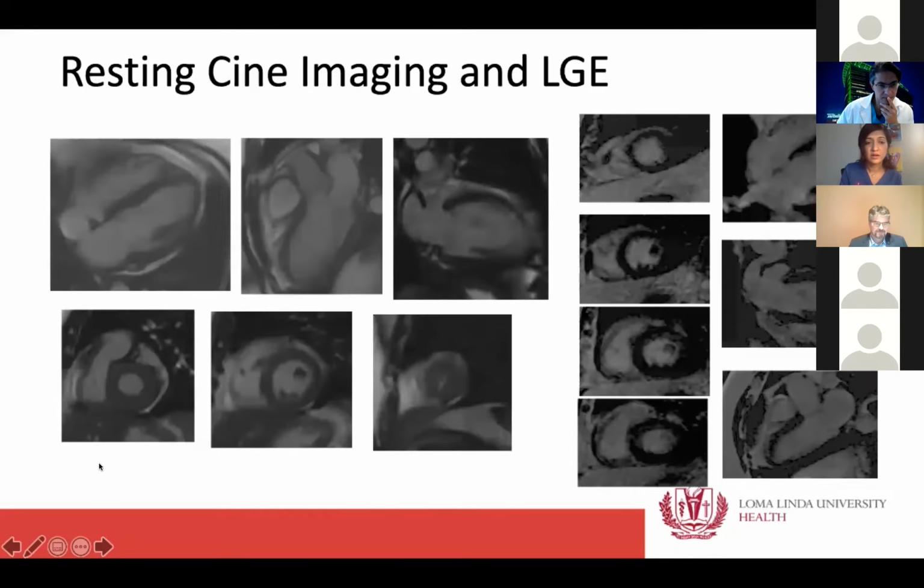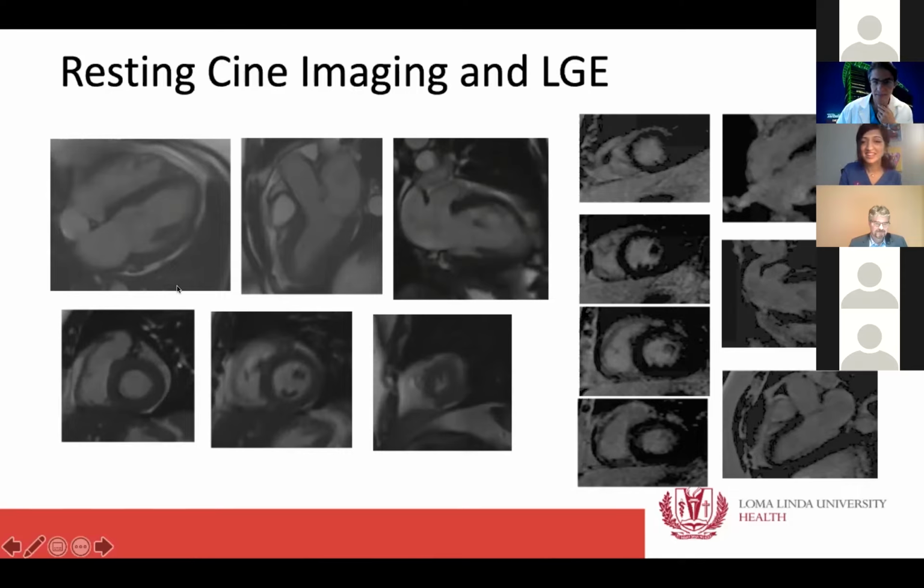Going further, she had pretty normal cine imaging with normal biventricular size. I think you guys are able to see the movies. Faisal, are you able to see it? It's not moving currently. It tends to be a little bit stochastic. Yeah, I think it's stuck. Nonetheless, she did not have any late gadolinium enhancement on her delayed enhancement images.